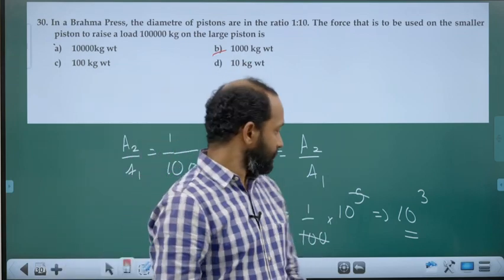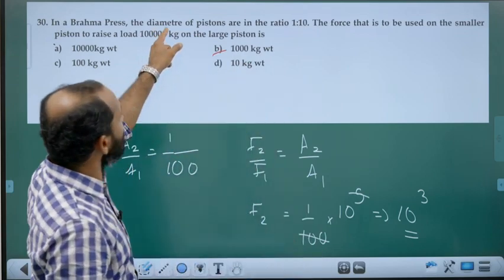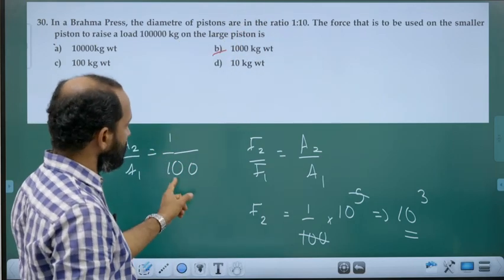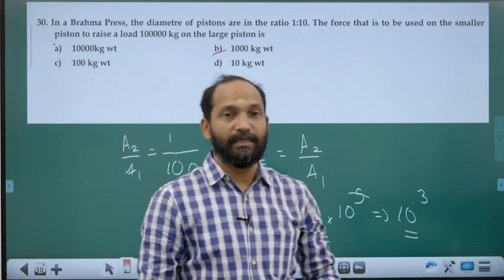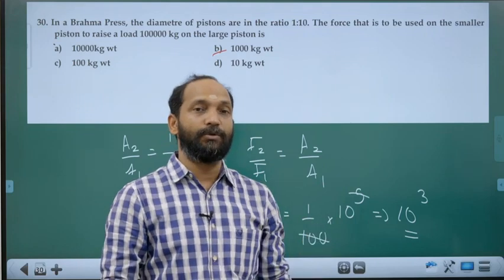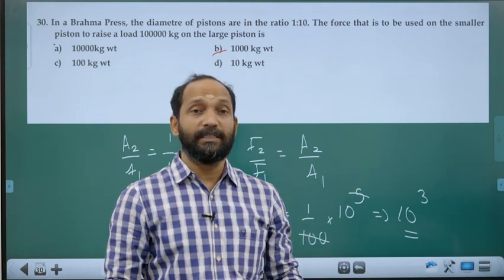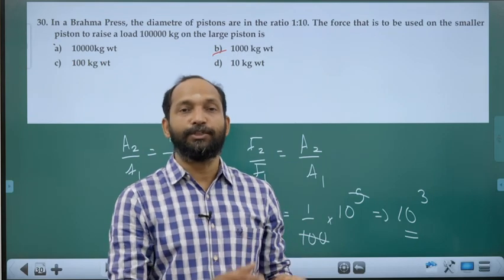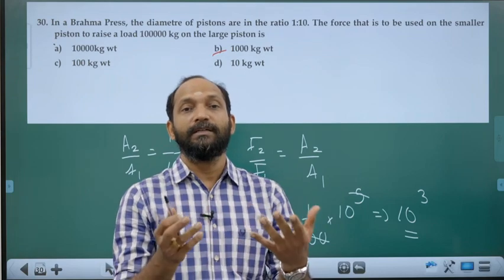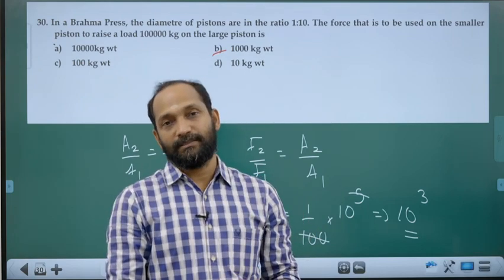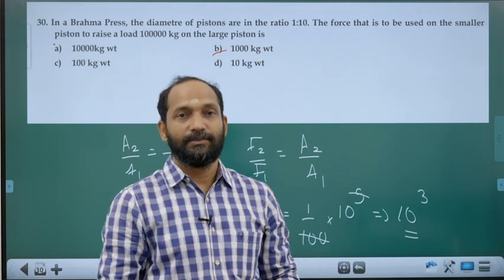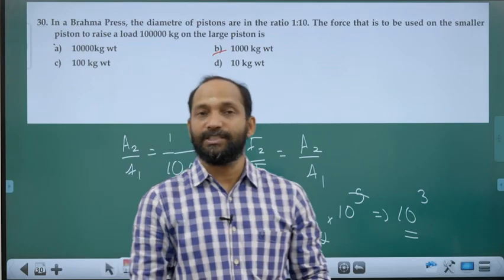Divided by 100, don't forget, because 1:10 is the ratio of diameters, so for area we have to choose 1 by 100. That's why 1000 kilogram weight. Kilogram weight is the gravitational unit of force. In the SI system, 1 kilogram weight is 9.8 Newton, or you can round it off to 10 Newton. So a 10 kilogram object will have a force of 10 into 9.8 Newton, nearly 100 Newton. 10 kilogram means 100 Newton. So we have completed the paper 10 physics part. Thank you.